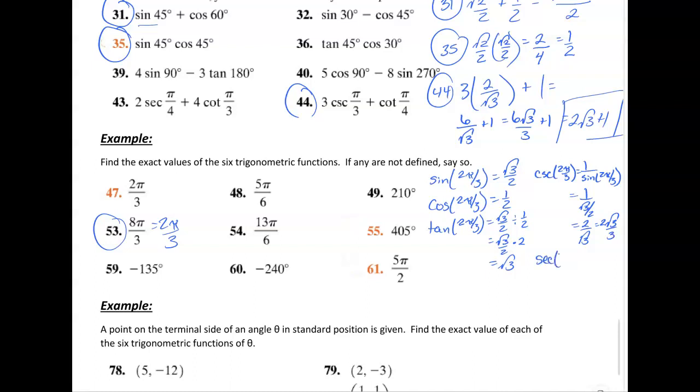Secant of 2 pi over 3 is 1 over cosine of 2 pi over 3. So I'm going to have 1 divided by 1/2, which is equal to 2. And then cotangent is equal to 1 over tangent of 2 pi over 3. So I'm going to have 1 over square root of 3, which is square root of 3 over 3. So there's my value for the 6 trig functions.